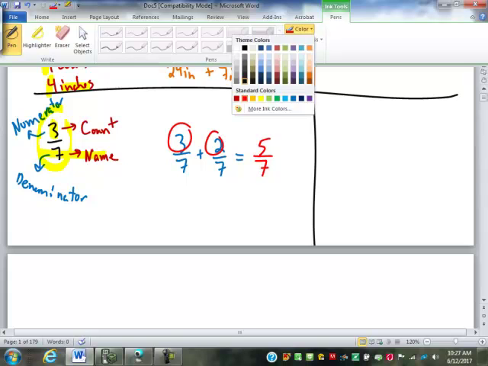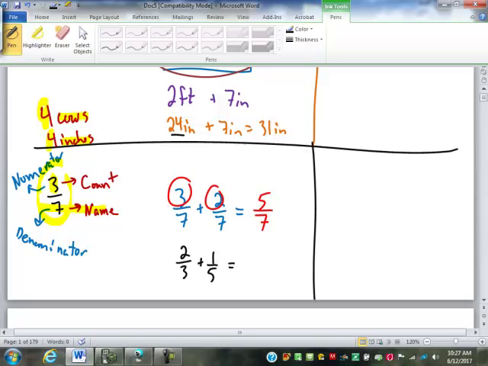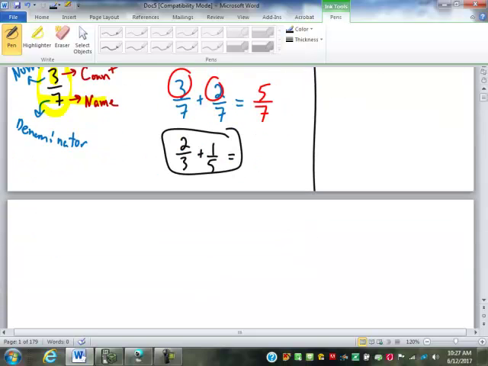If I wanted to add something like 2/3 plus 1/5, can I add those the way they're written? Yeah, right now they have different names, so we have to change them. Just like we did with the 2 feet, we changed it to 24 inches to give it the same name. When we do fractions, we'll look at renaming those to give them the same name so we can add them. But for now, all we need to know is that we can't add or subtract them unless they have that same denominator or same name.